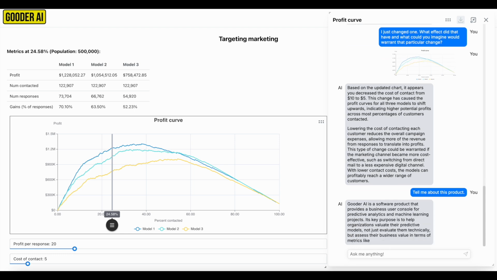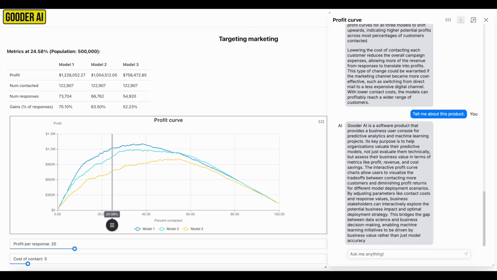Gooder AI is a software product that provides a business user console for predictive analytics and machine learning projects. Its key purpose is to help organizations evaluate their predictive models, not just evaluate them technically, but assess their business value in terms of metrics like profit, revenue, and cost savings.